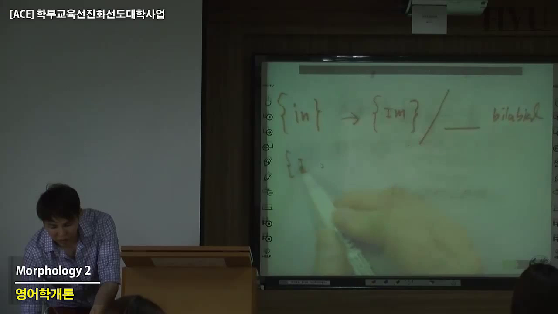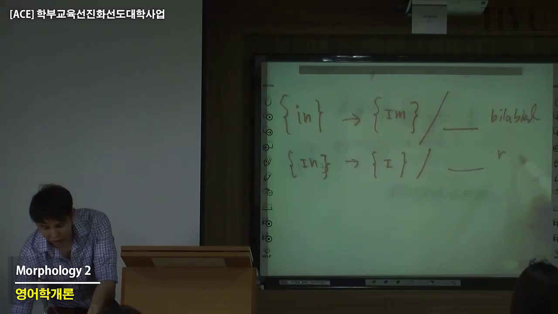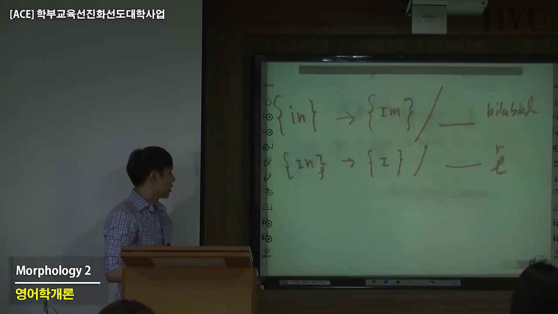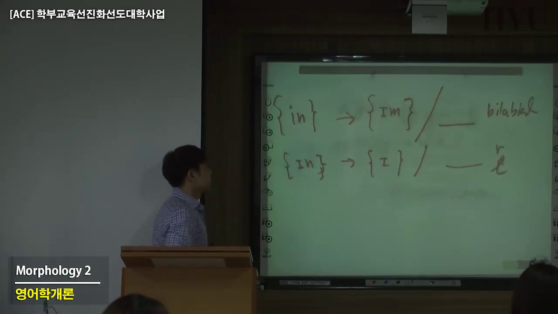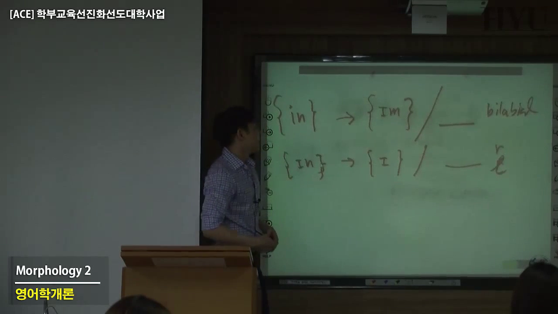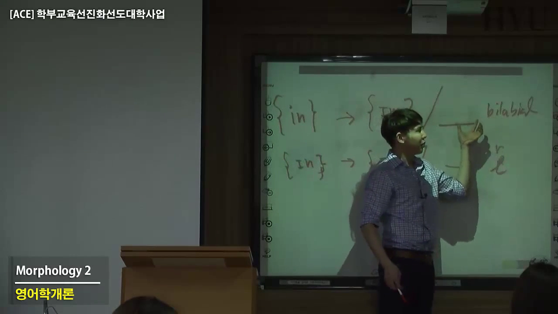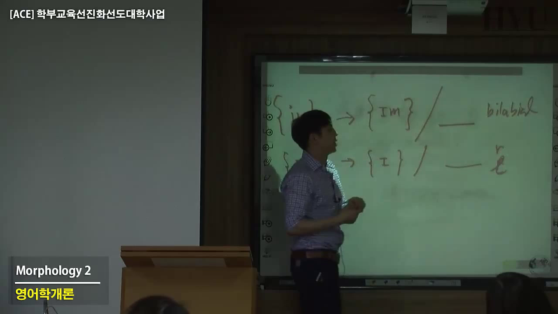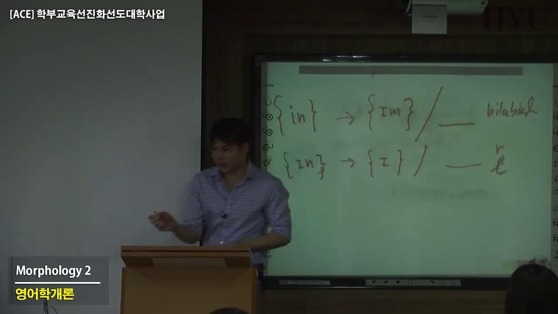And the same morpheme becomes just i when it occurs before r or l, as you can see in irresponsible, illogical, like that. Guess why you have different forms in different places, right? In the place before a bilabial, you have im. In the place before r and l, you have another form. So guess why? Because of the process that we studied that is called assimilation, right?